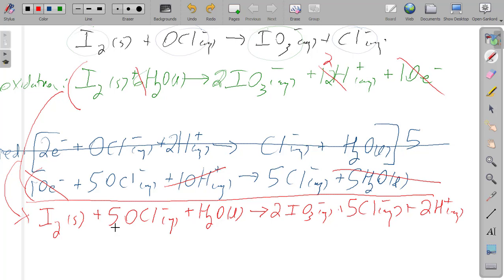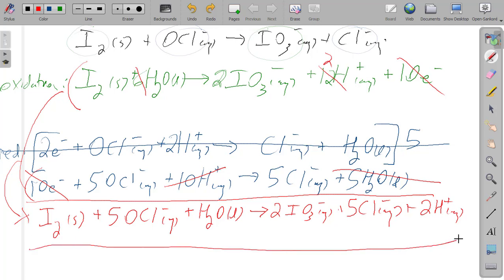As long as they're on the correct side, it doesn't matter whether you put the 5 hypochlorites before the iodine and the water and so on, as long as you have that many of each kind on each side. So let's double check here. Yes: iodine, 5 hypochlorites, 1 water, 2 iodates, 5 chlorides, and 2 hydrogen ions. Everything is balanced. Everything looks great.